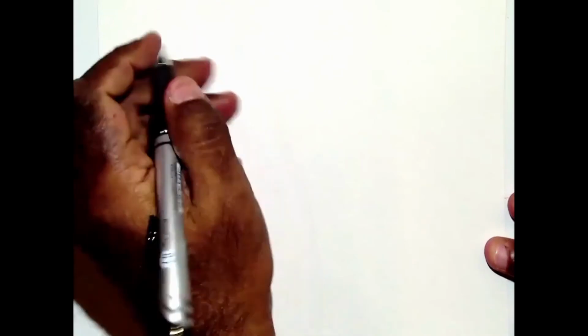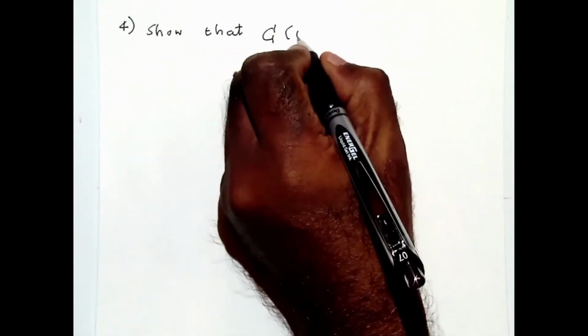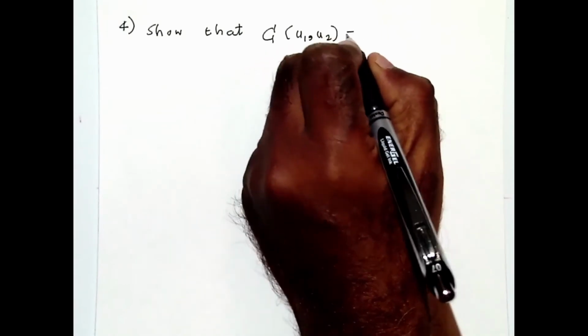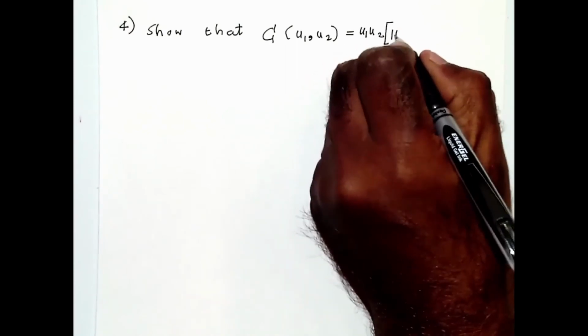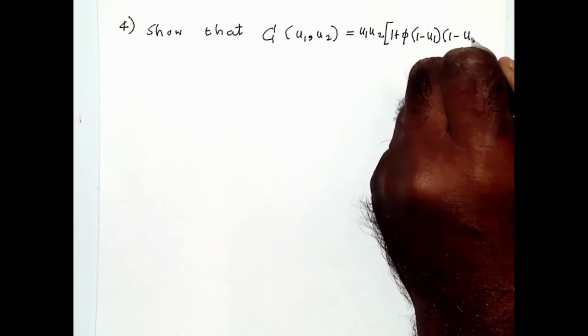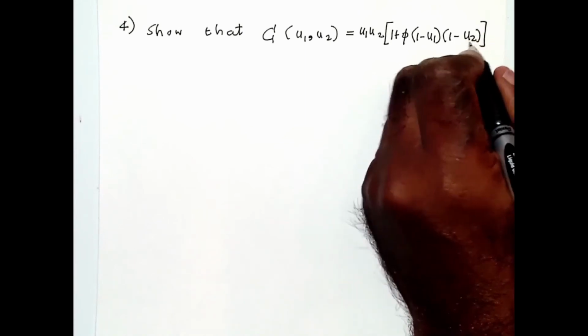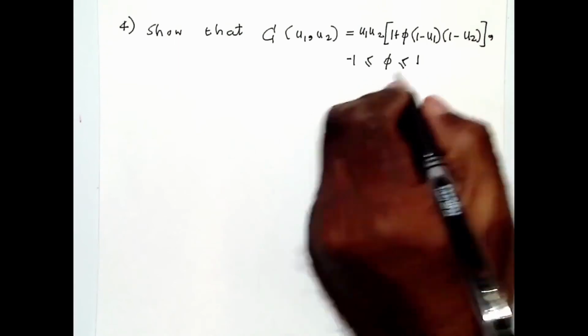Next is question 4. It is to show that this, where phi is a number between -1 and +1, is a copula.